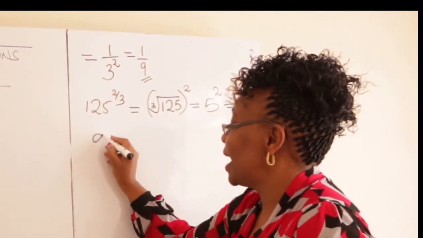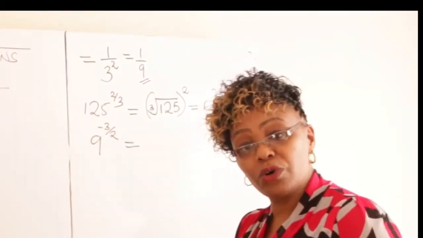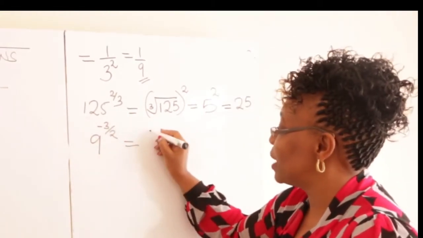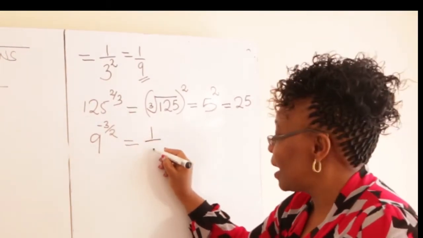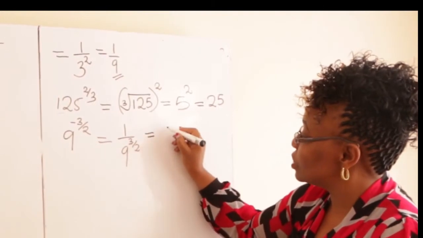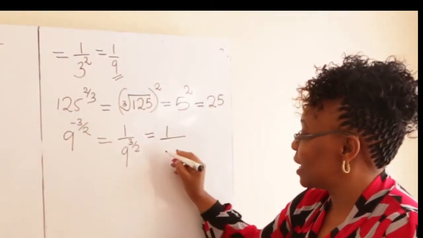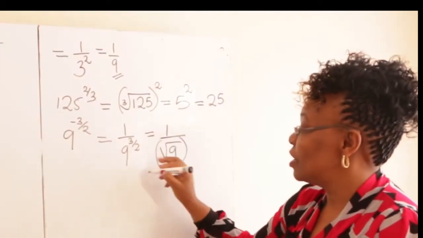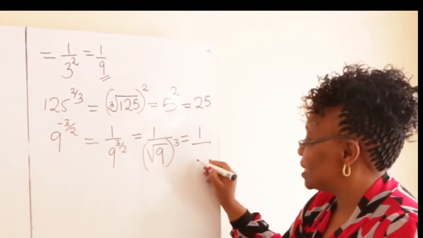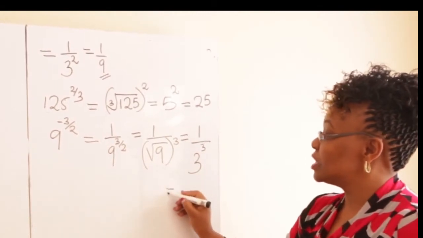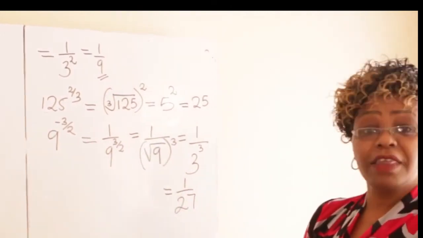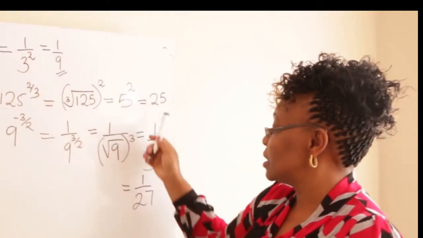We go to the denominator. 9 raised to negative 3 over 2 is the same as what? Just like the first one, this number is raised to a negative power. Remember, if a number is raised to a negative power, you write 1 over the number, but now raised to a positive power. So there we have 3 over 2. 1 over 2 here means square root of 9. You find the square root of 9 and then you cube. So this gives us 1 over, the square root of 9 is 3, and therefore 3 raised to 3. So this will be 1 over 27.